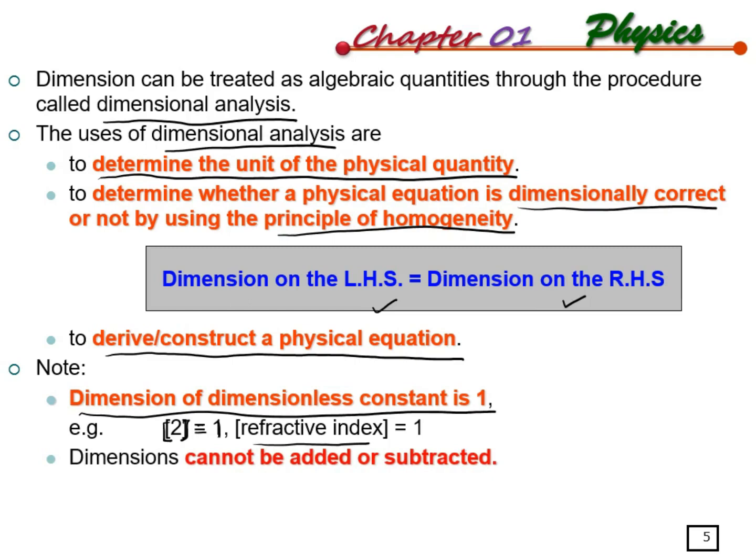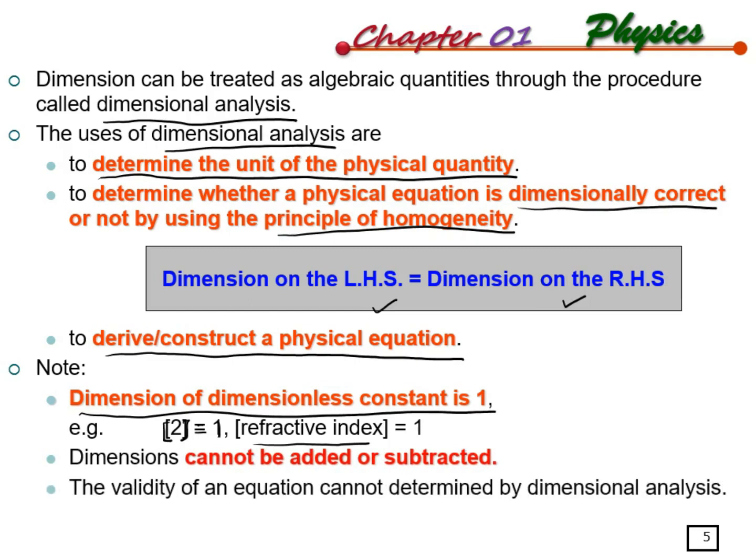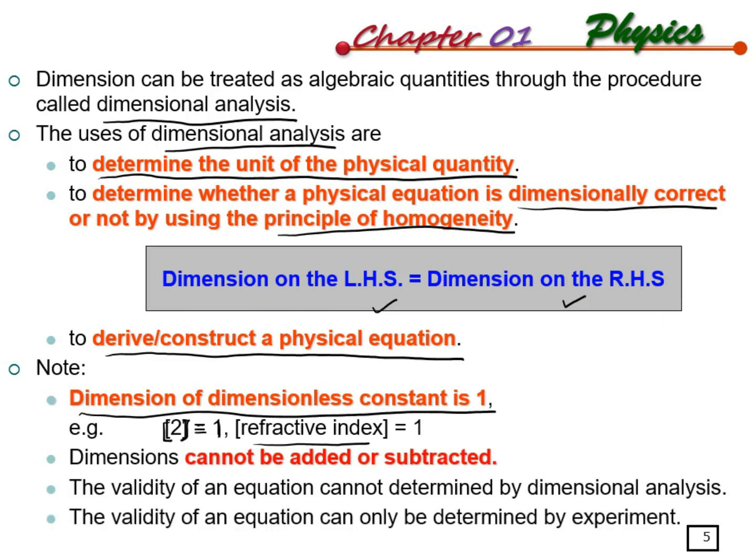Dimensions cannot be added or subtracted. And then the validity of an equation cannot be determined by dimensional analysis. The validity of an equation can only be determined by experiment.